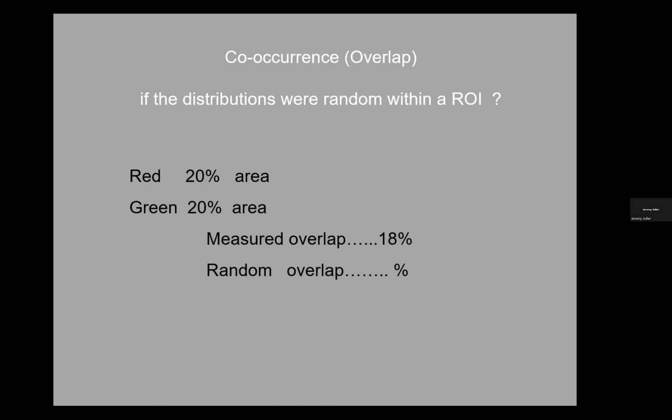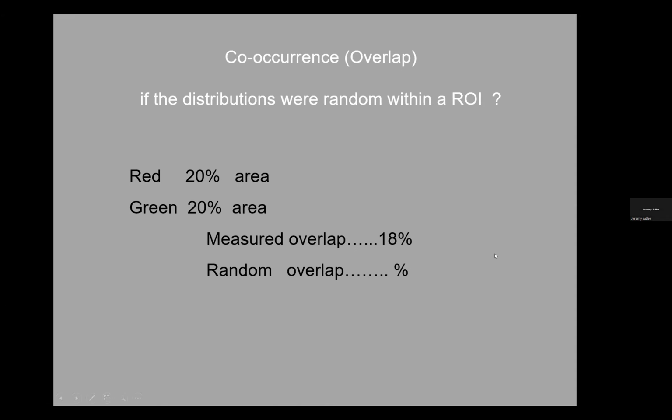But here's a question. What would happen if distributions were random? Say, for instance, the red fluorophore occupied 20% of the region of interest, and the green fluorophore occupied 20%. We found both present in 18% of the area. How does this differ from a random distribution? In other words, are the distributions we're seeing different from random? If the distribution is random, we don't have to look for an explanation. If something is non-random, then there is an underlying cause that may be biologically interesting.